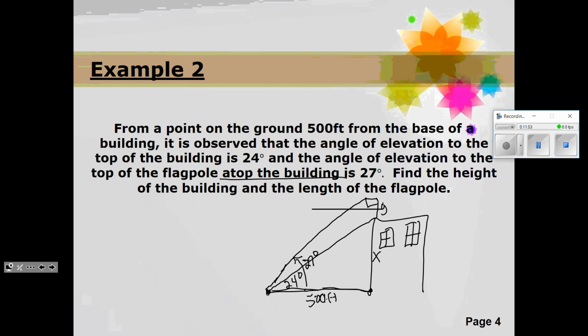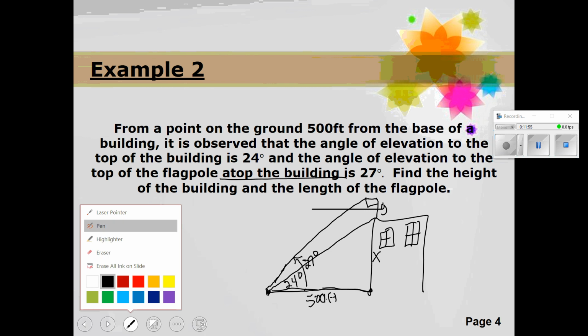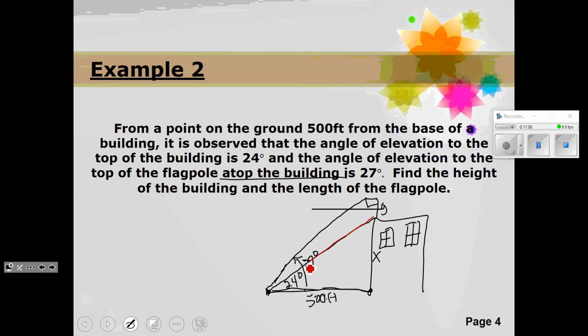Okay, all I want to do, let's just look at X first because I feel like you can totally do X. So X is just talking about the building. So we know the height is X, we know this is 500 feet, and we know this is 24 degrees. So what's the relationship of X to 24 degrees? It is your opposite. What's the relation of 500 to the 24 degrees? Adjacent. So opposite and adjacent would be tangent. So we can find this one fairly easy. Tangent of 24 degrees is equal to X over 500.